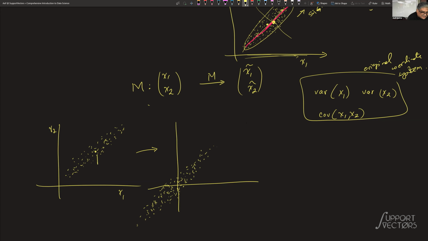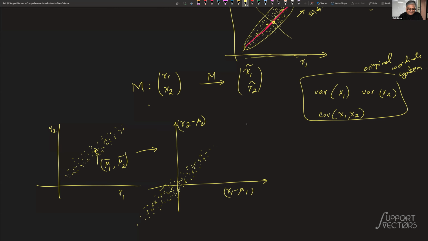So what is the location of this? This is x1 bar, x2 bar. This is the center of this data, the average value along both the directions. You would agree. So if I do this, x1 minus mu1 is the new axis, and x2 minus mu2 is the new axis here. The data is centered.